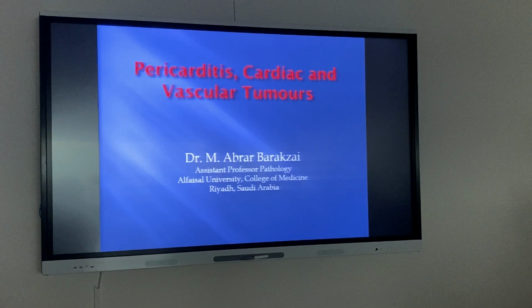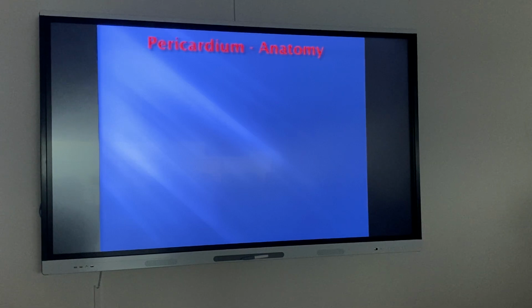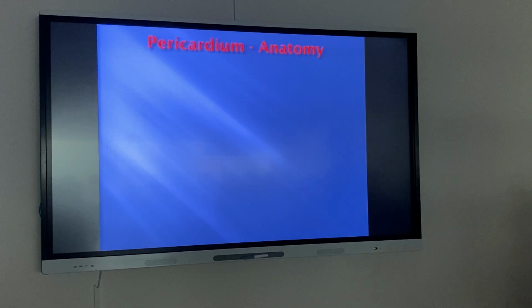Pericarditis and tumors. So before starting pericarditis, what's pericardium? You all know. Pericardium is a balloon layer. It's a layer around the heart. Okay.